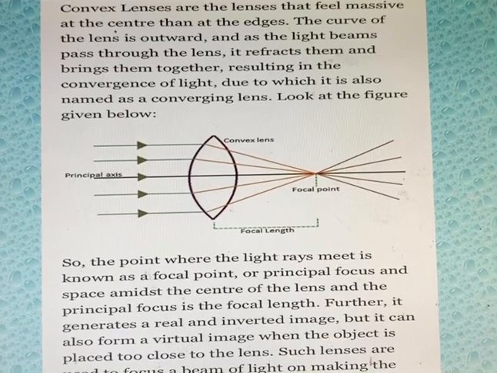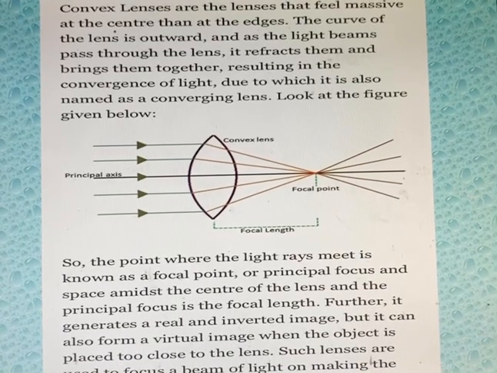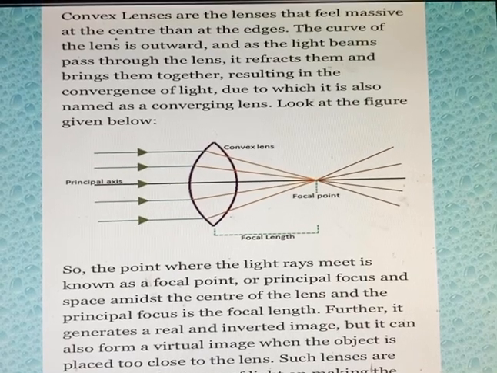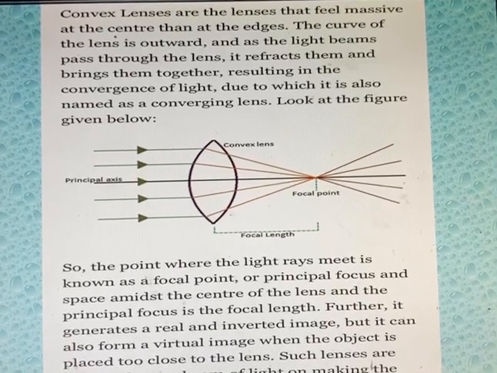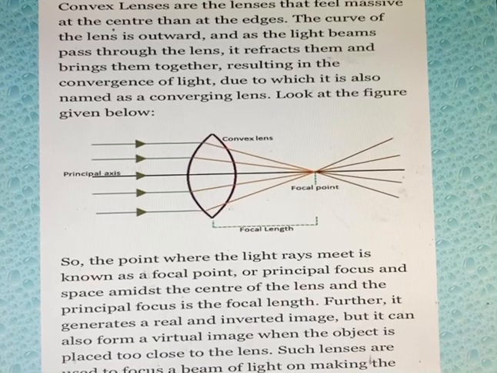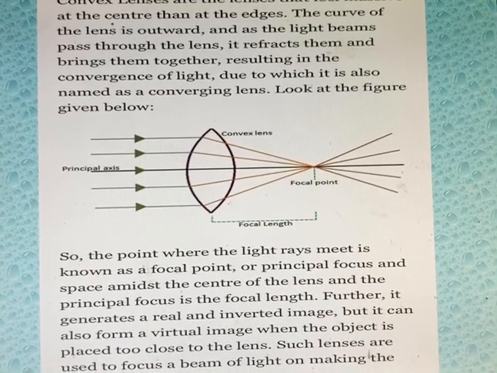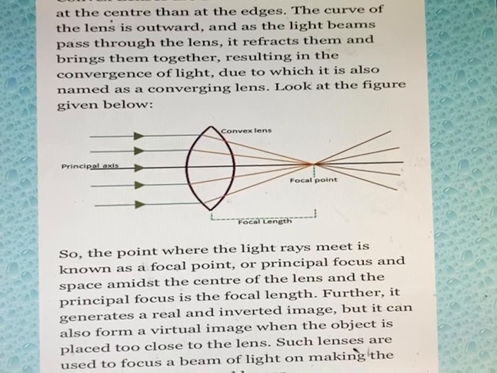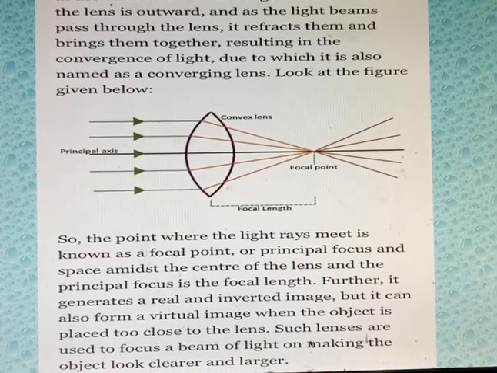Further, it generates a real and inverted image, but it can also form a virtual image when the object is placed too close to the lens. Such lenses are used to focus a beam of light, making objects look clearer and larger. For example, microscopes.